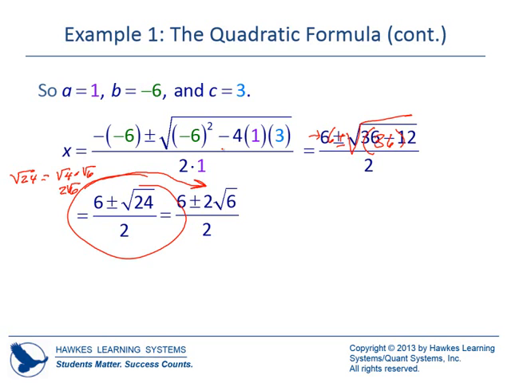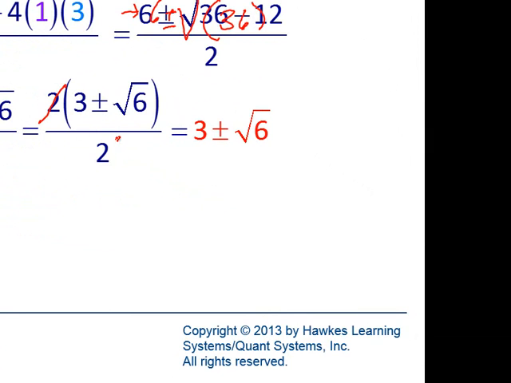So now, see how they factored out the 2? And that works out to be 2 times 3. They divided 2 into the 6 to get 3. So 3 plus or minus the square root of 6. Then, of course, our 2's will cancel. And what we're left with is 3 plus or minus the square root of 6.